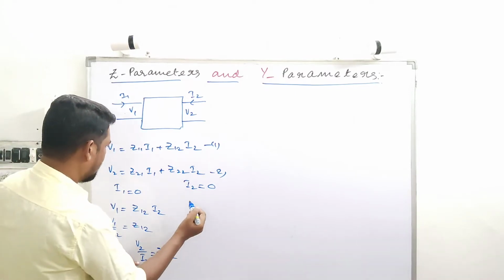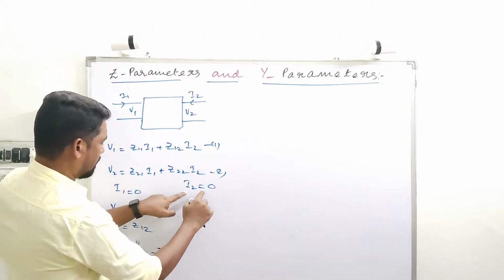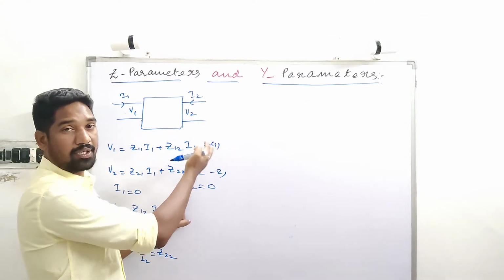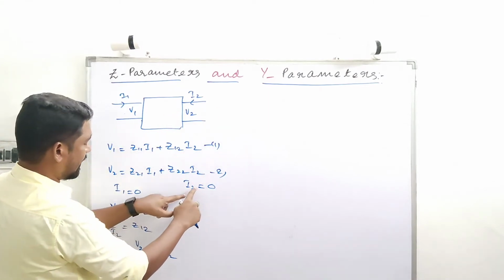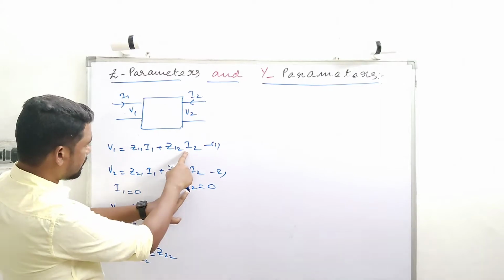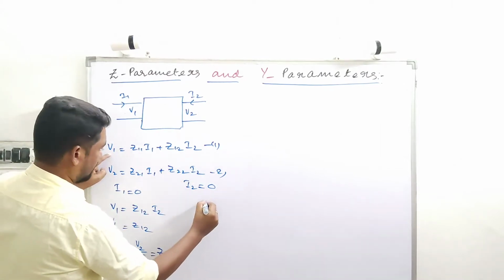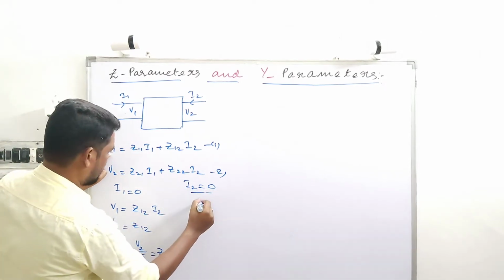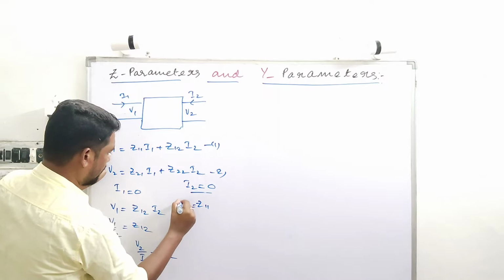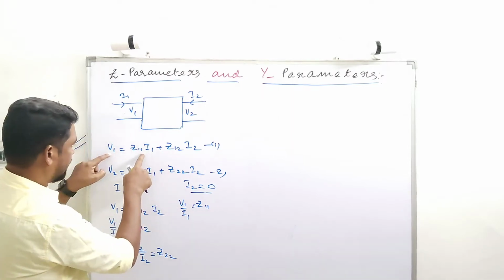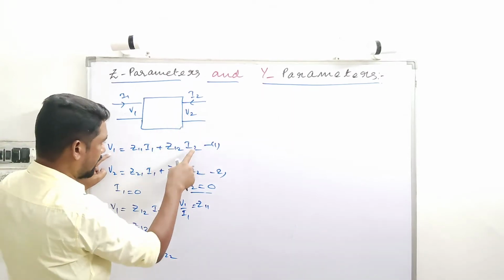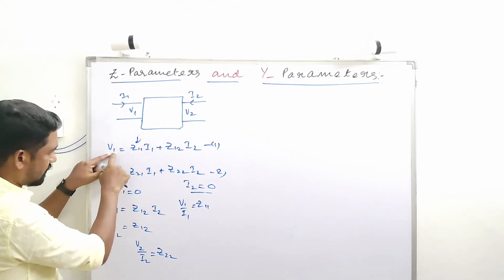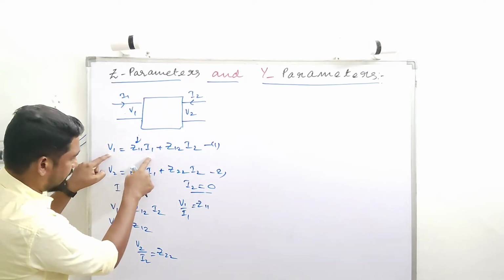In the same way, making I2 equal to 0, in the sense the output side is open, that makes I2 equal to 0. And when I2 is equal to 0 in this expression, what do we have? This approach gives Z11, which is equal to V1 by I1. When the output is open, I2 will be 0, and so we will be left with this one, and we are in search of Z11, which is the ratio between V1 and I1.